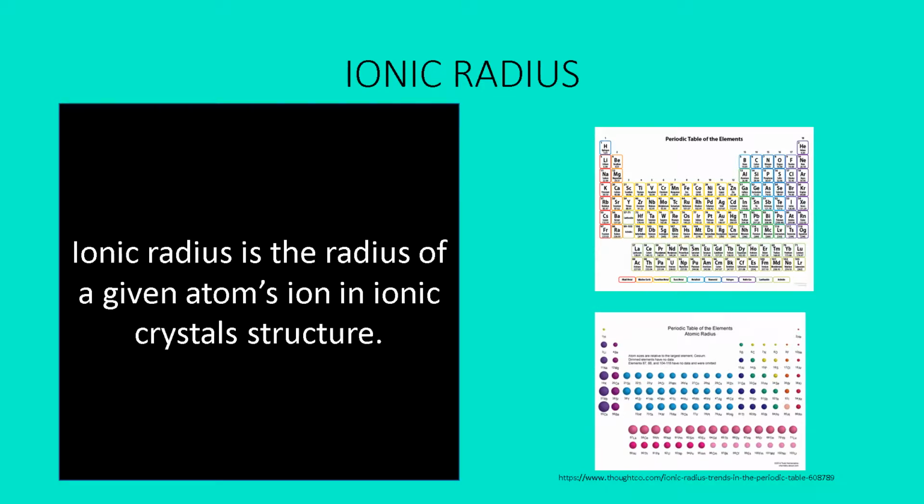Now we have ionic radius, and ionic radius is the radius of a given atom's ion in an ionic crystal structure. A lot of people like to think about this in terms of atomic radius, which, like we said on the last slide, increases from right to left and from top to bottom. But I've also included a diagram here of the periodic table, and it shows you the ionic radius relative to the other elements.